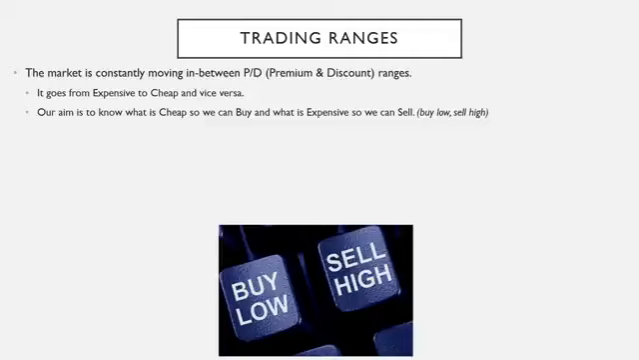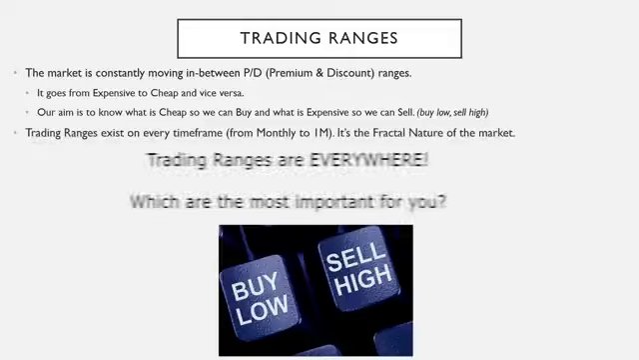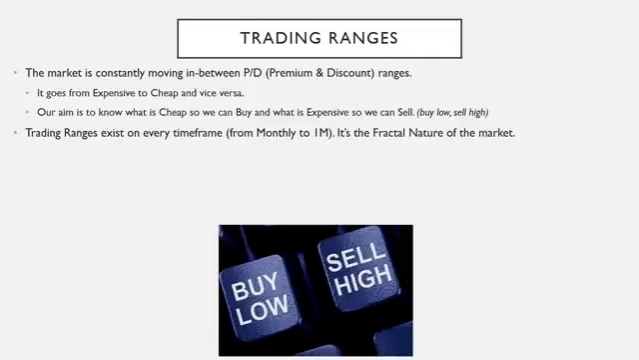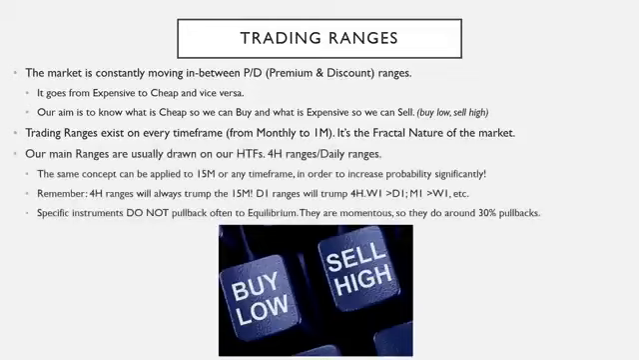And I think this is best done with trading ranges. Of course, you can do it with indicators, oversold, overbought. But to me, price is what is going to tell you if it's cheap or expensive. Trading ranges exist on every time frame, from the monthly to the 1-minute. It's the fractal nature of the market, right? Everything that happens on one time frame, the same thing is going to happen on another one. Again, as I keep saying, you really have to get clear on what your time frames are.